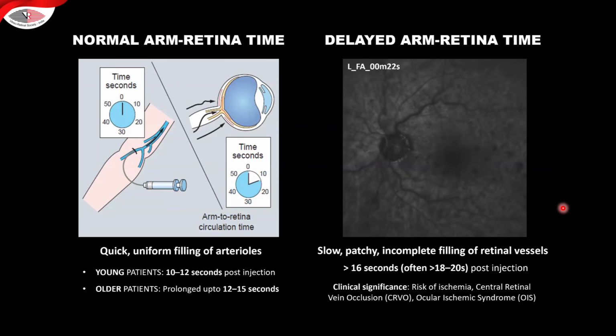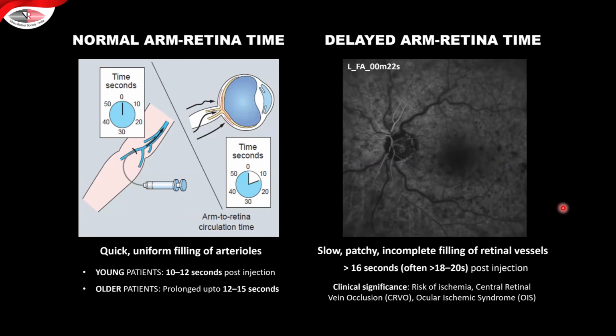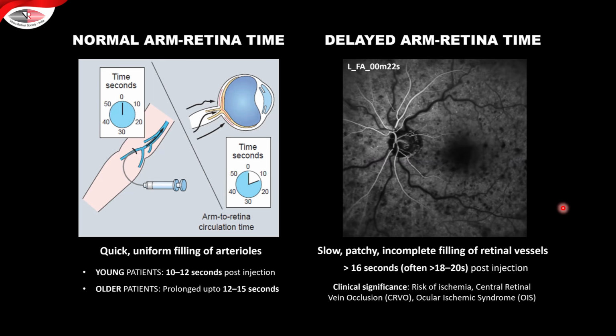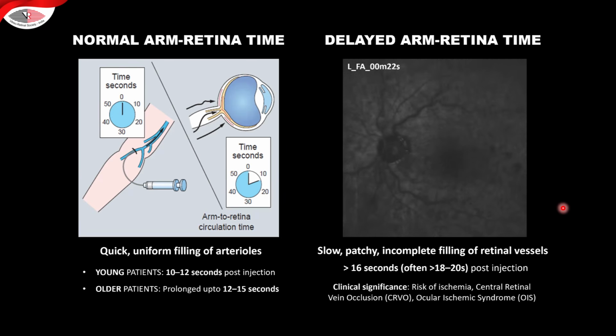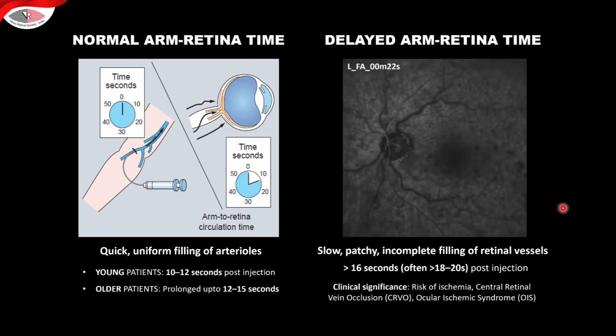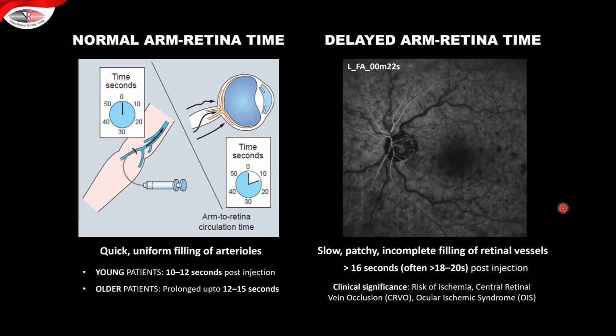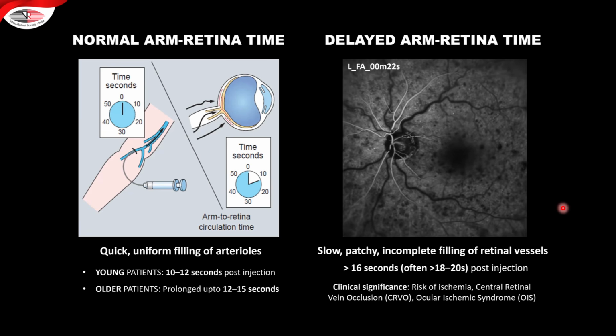So the normal arm-retina time is what is calculated and looked for, especially for any filling defects or pathologies where you are expecting some sort of a delay. So quick uniform filling of arterioles is there in young patients at 10 to 12 seconds, older patients 12 to 15 seconds.